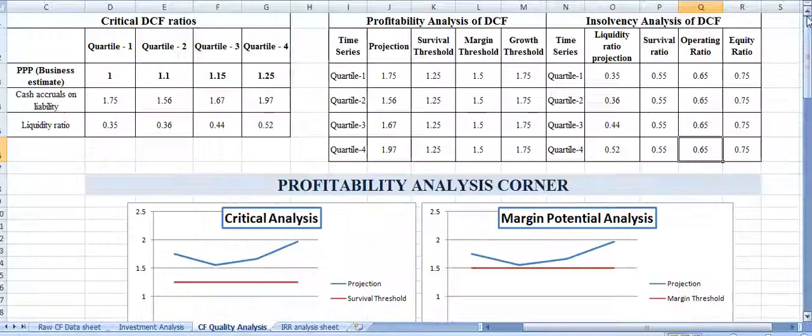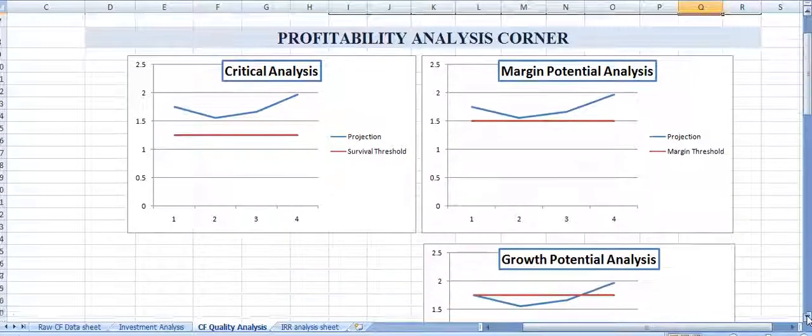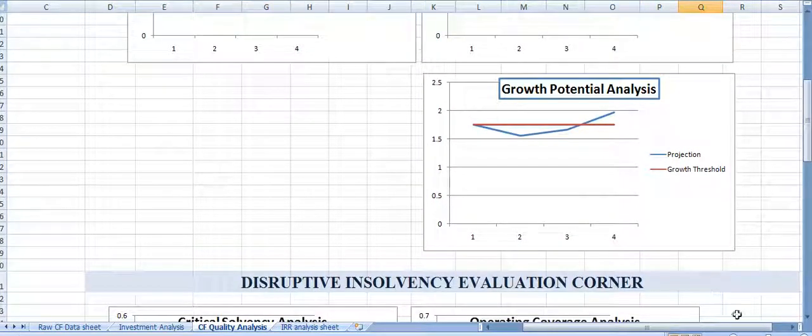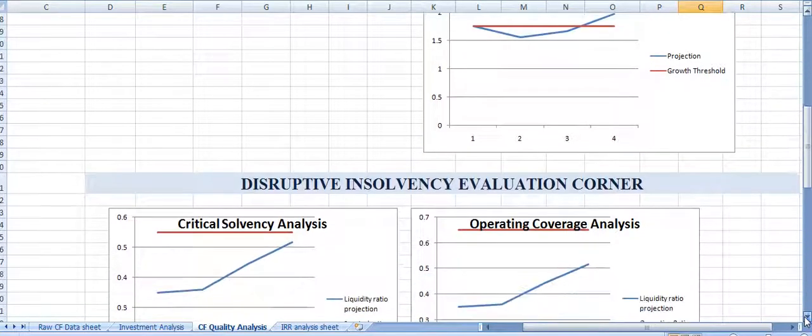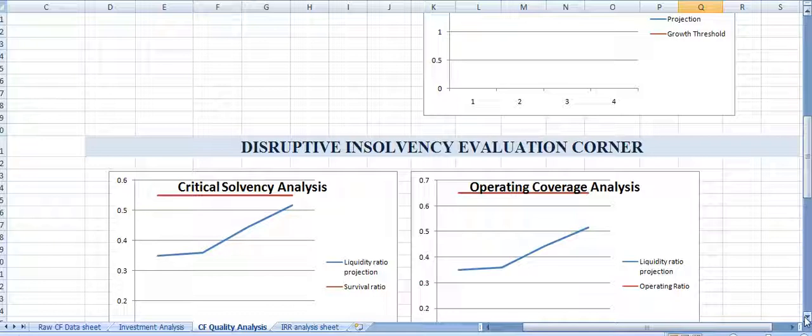So I have used the word disruptive insolvency evaluation corner with a purpose, because for all we know, even a very rosy profitability scenario might be disrupted because of the insolvency factors, and therefore we need to look in detail at the critical aspects of liquidity, and should be able to cover the operating costs and also generate enough reserves for contingency and for expansionary projects or sub projects within the overall framework to accelerate the execution and generate more wealth in the time series allocated for evaluating the project on the discounted cash flows.